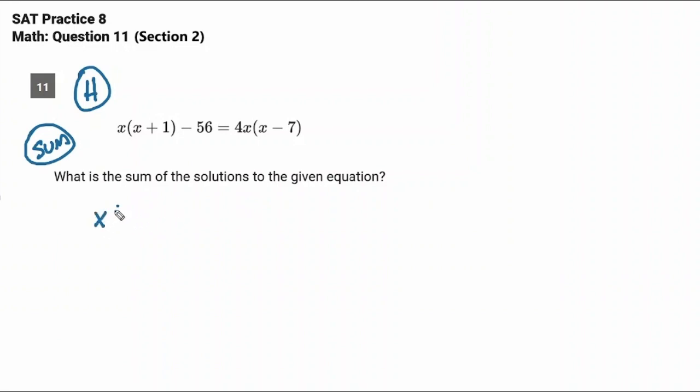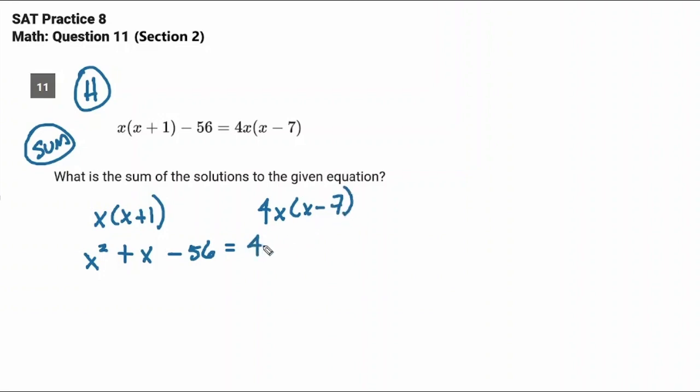So this is a part, and I want to deal with it before I move on to other parts. So x times x is x squared, plus x times 1, which is x, minus 56, that's easy, equals, and then I want to do this part separately. So it's 4x times x minus 7, 4x times x, that's 4x squared, 4x times minus 7 is minus 28x.